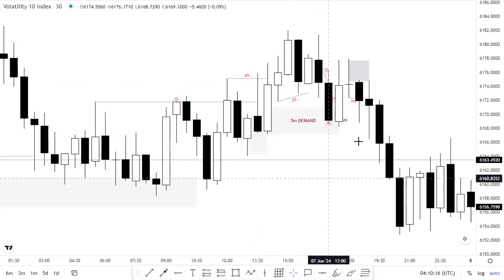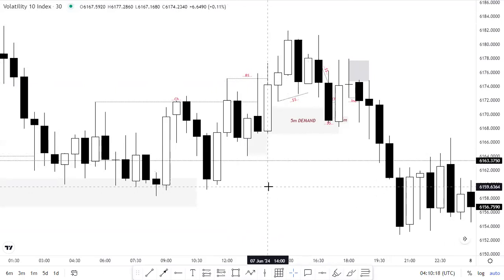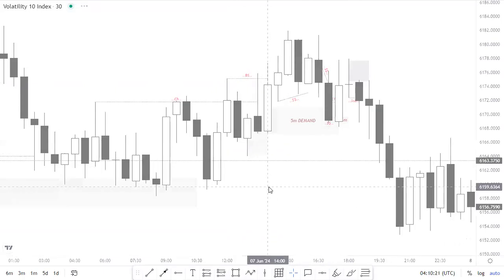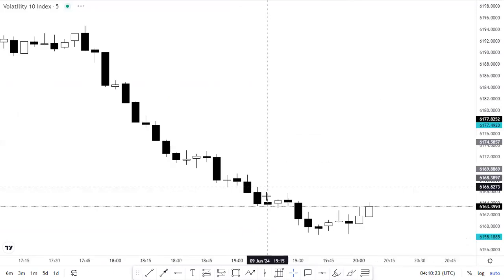So this was the trade I wanted to take on Thursday. But I made a mistake. I'm not sure if price can allow me to.